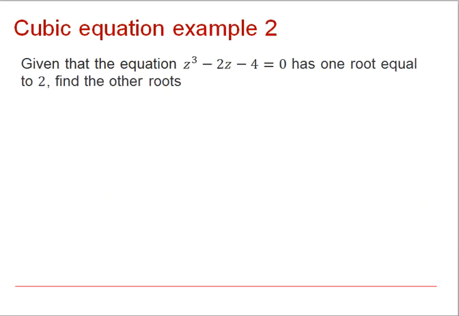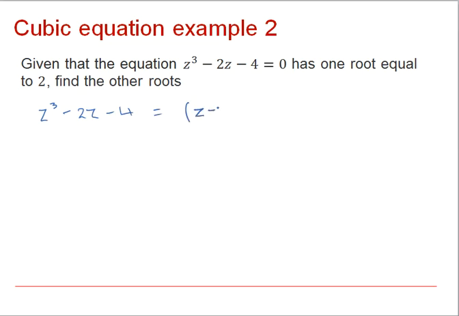In this second example on cubic equations, I'm given an equation that z cubed minus 2z minus 4 has one root equal to 2, i.e. the real root, and I need to find the other roots. Now it's likely that these are a complex conjugate pair. There are various methods that I could use, such as algebraic division, expanding brackets, or comparison of coefficients by inspection. I think the comparison is the easiest and quickest method, especially when a equals 1, as it does in this case.